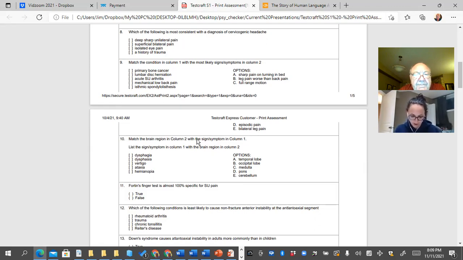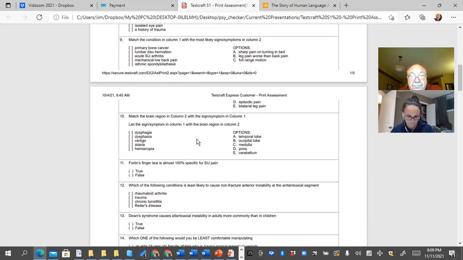So I put primary bone cancer would be C, the full range of motion. Lumbar disc herniation would be B, leg pain worse than back pain. Acute SI joint arthritis, I put A, sharp pain on turning in bed. Mechanical low back pain, I put D, which was the episodic pain. And the isthmic spondylolisthesis, I put E, which was the bilateral leg pain. I'm not sure why anybody was having trouble with that. Yeah, that's good. Okay.